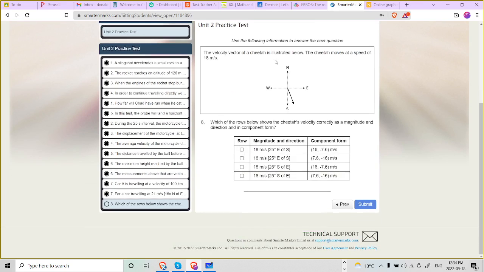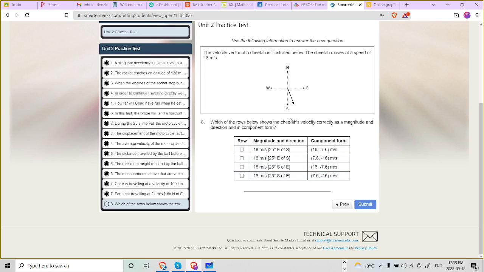Now the velocity vector of a cheetah is illustrated below. It moves at a speed of 18 meters per second. Which row shows the cheetah's velocity correctly as a magnitude and direction in component form? Well, here we need a positive x and a negative y, and y has a greater magnitude than x. So they've all got the signs right. Our y has to be the negative 16. So it's either B or D.